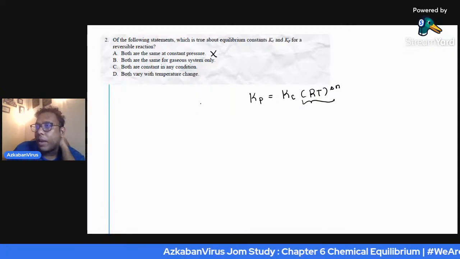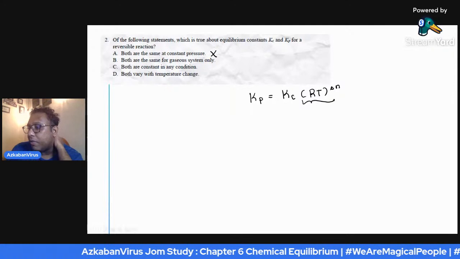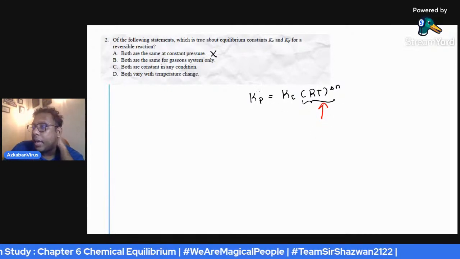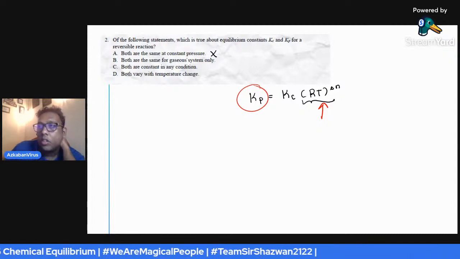Both vary with different temperature. Yes, if we change our temperature, kalau kita ubah temperature, bermaksud nilai Kp pun akan berubah. So jawapan dia adalah D.